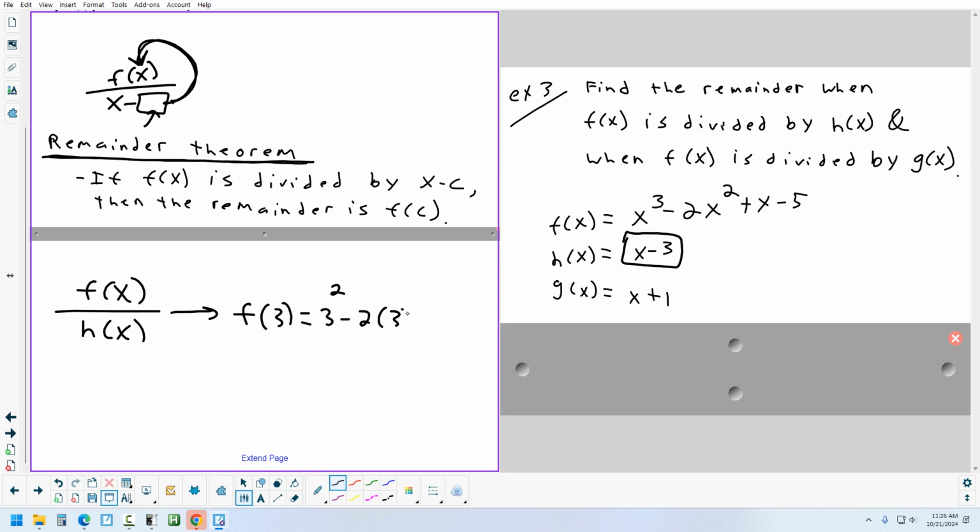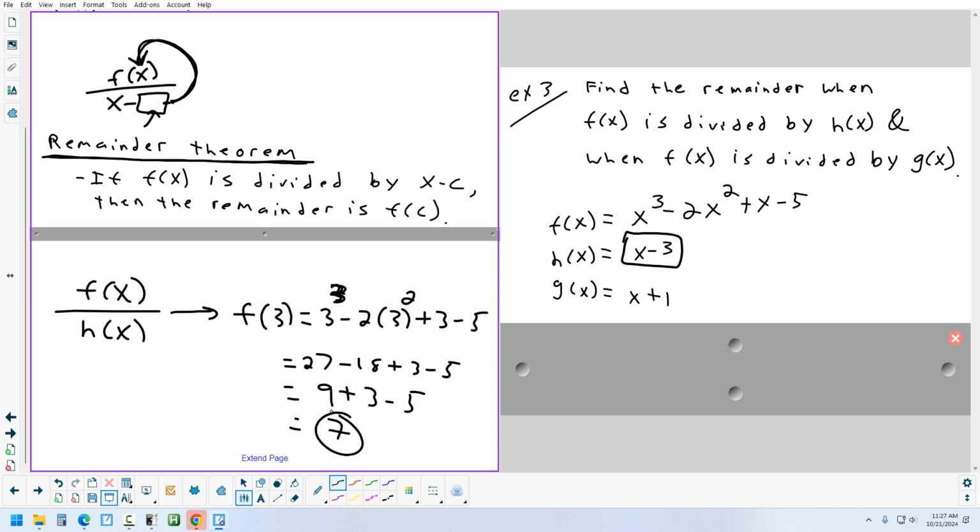So 3 cubed minus 2 times 3 squared plus 3 minus 5. Okay, 3 cubed, we just did that, it's 27. 3 squared is how much? 9, times 2. So we get 18. What's 27 minus 18? 9. What's 9 plus 3? 12. And minus 5. 7. There you go. If we were doing long division, there is no way we would have been done yet. We'd still be doing it.